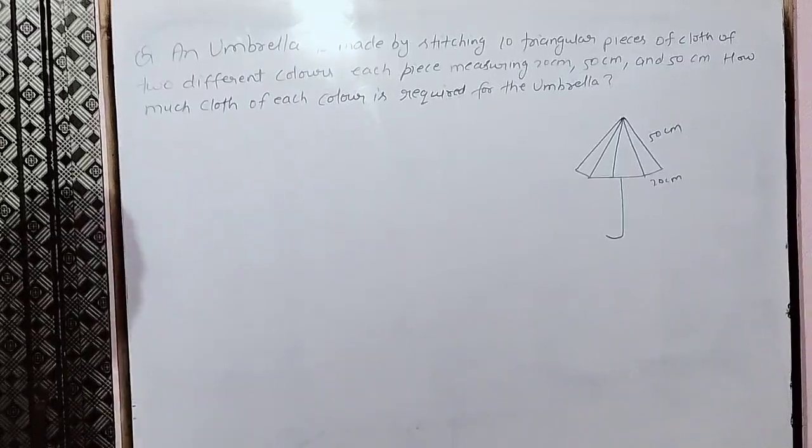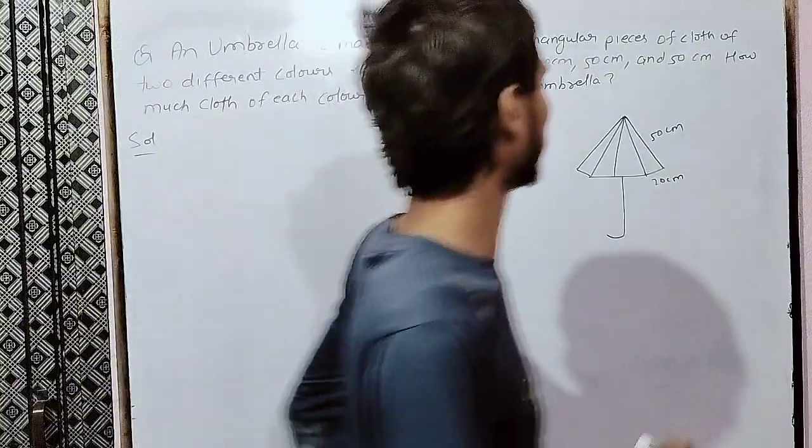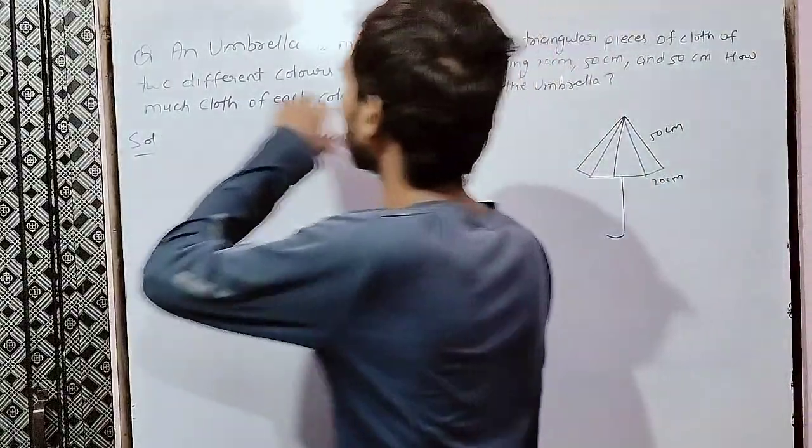Now, after understanding, we will solve it. So we don't have a given measure of this side. Okay, we don't have a given measure of this side, so we will find it.